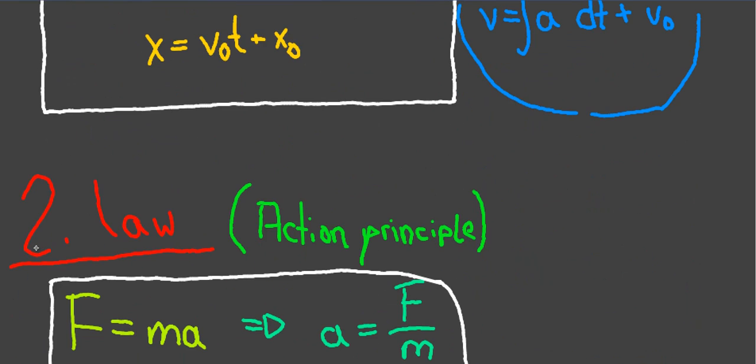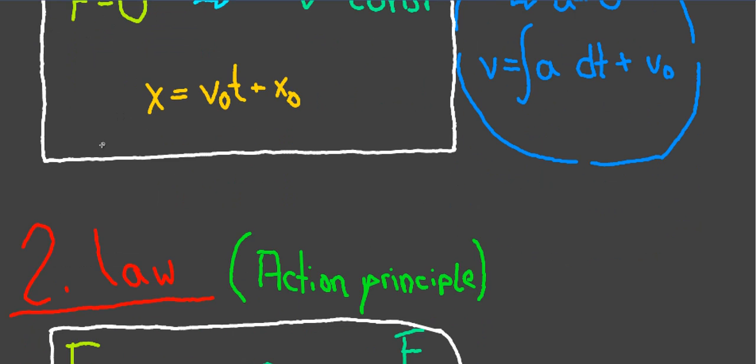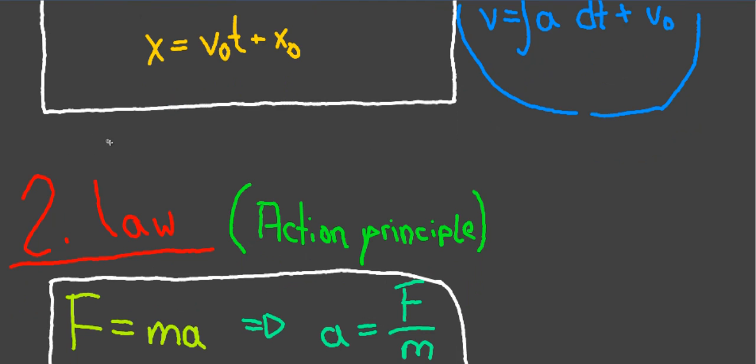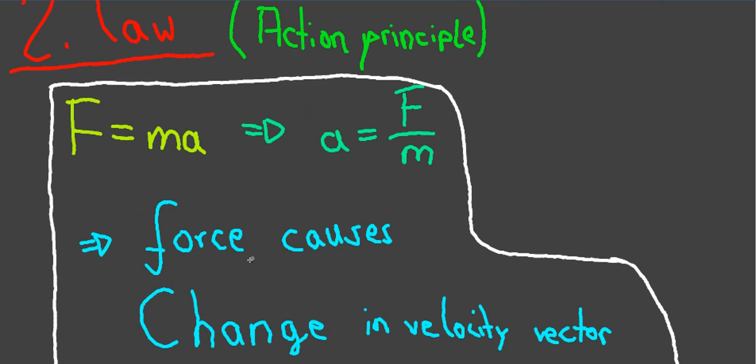So the second law is the actual action principle, because we have not discussed what the force actually is. We just have discussed that if it's 0, there's a constant velocity. But what is a force actually? And the second law, the action principle, tells us what a force is. It says a force is what creates an acceleration. And acceleration is always caused by some form of force. So force causes acceleration or a change in the velocity vector.